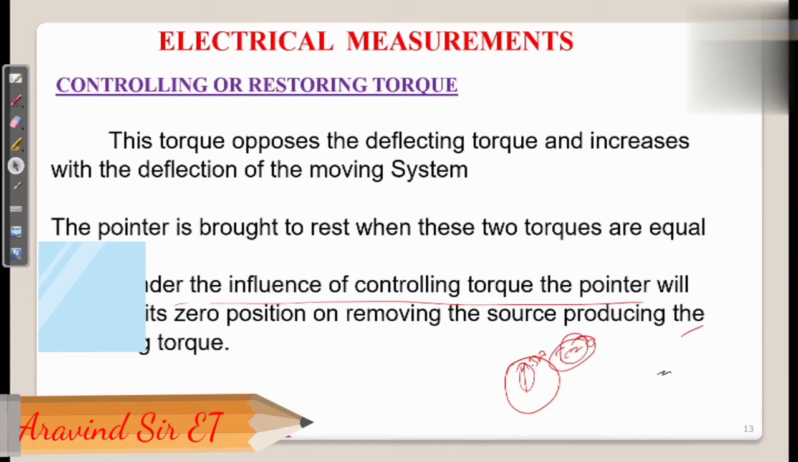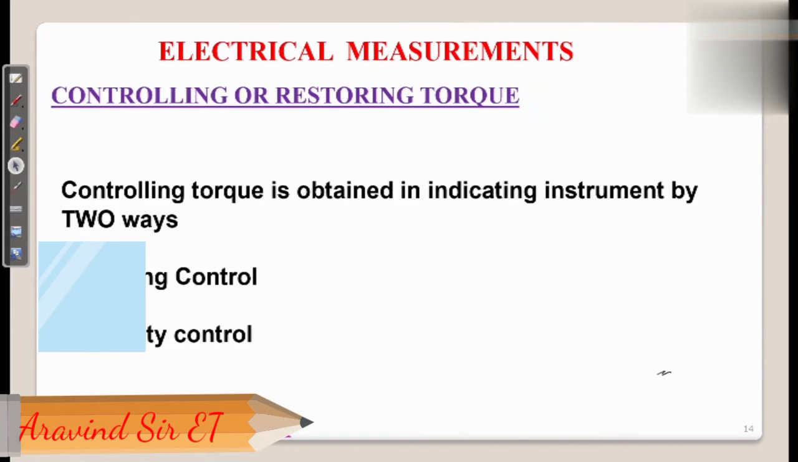Suddenly the controlling torque is 0. At that time, what happened? The deflecting torque is not coming back to the 0 position. It will keep showing 5 amperes only. That is why controlling torque is very important in electrical measurements. And there are two types of controlling torque available: spring control and gravity control.